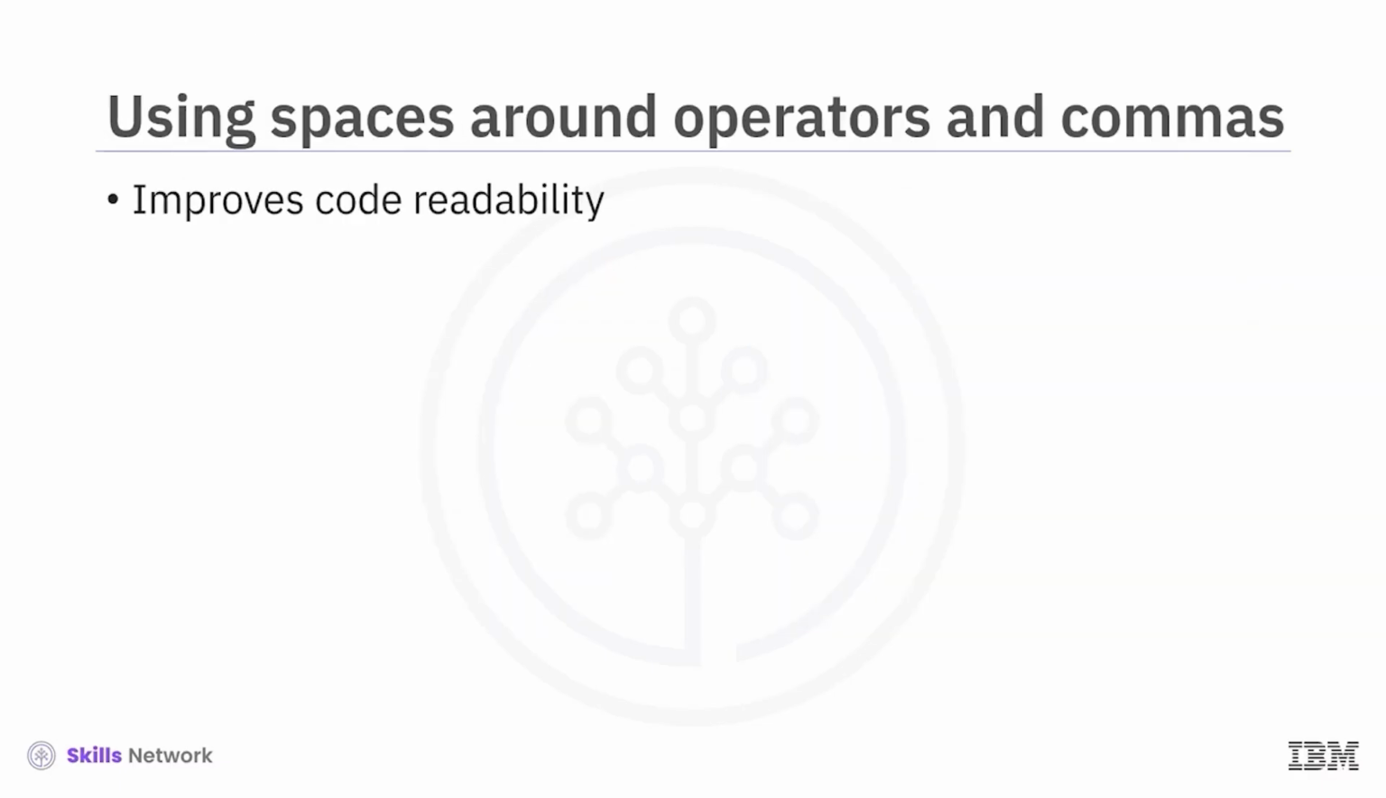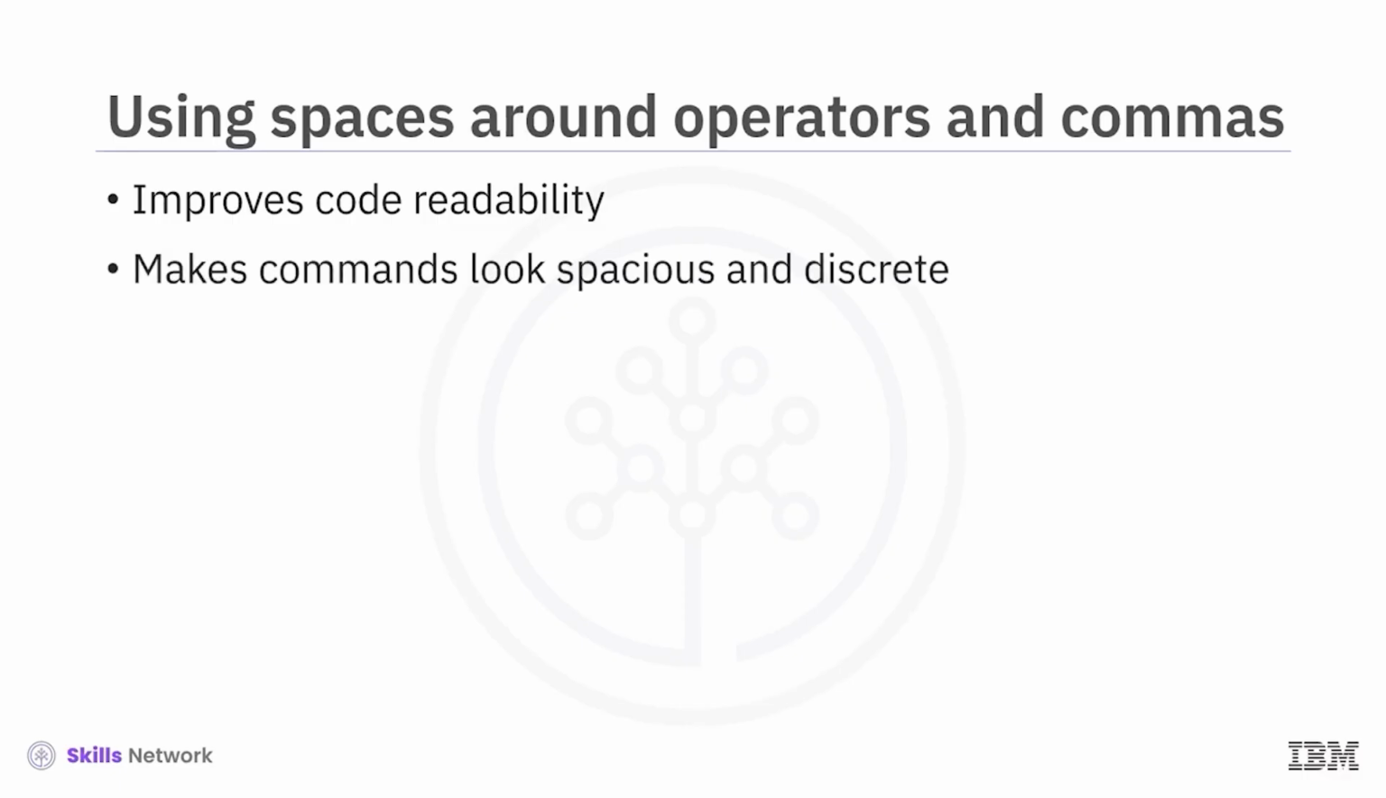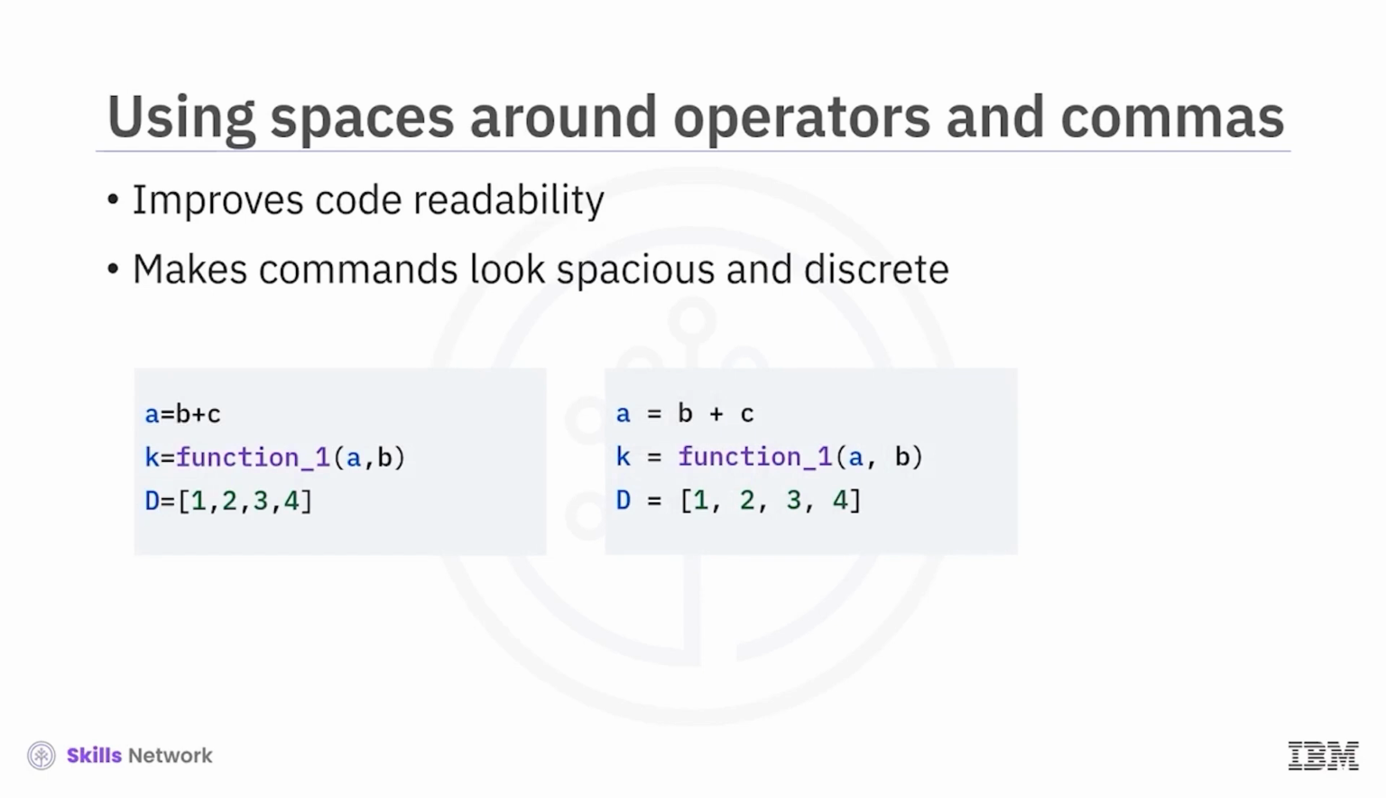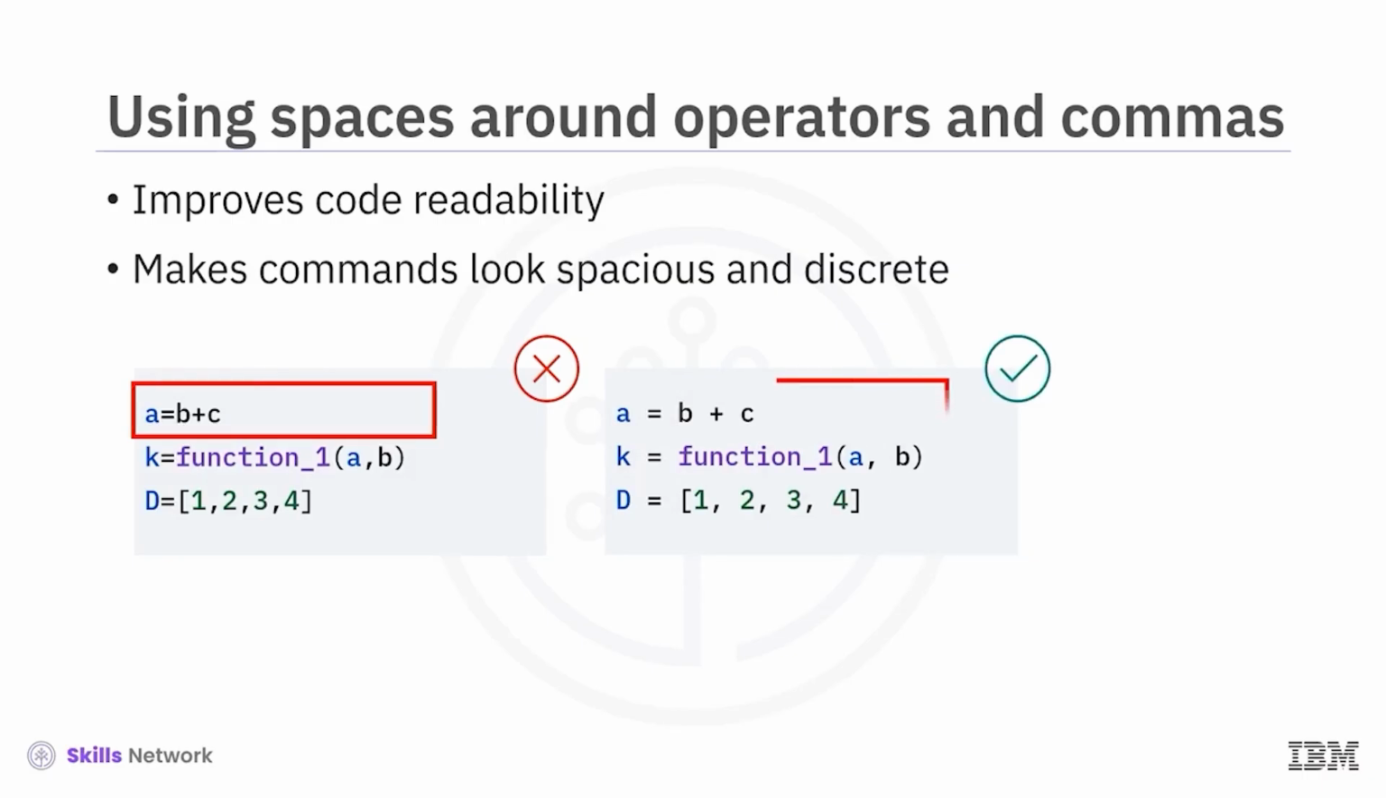To improve code readability, use spaces around operators and after commas. Using spaces will make the commands look spacious and discrete, improving command readability. Let's look at some examples. When you write A equals B plus C without any spaces, it can be confusing. However, when you add the spaces, for example, A space equals space B space plus space C, readability improves.